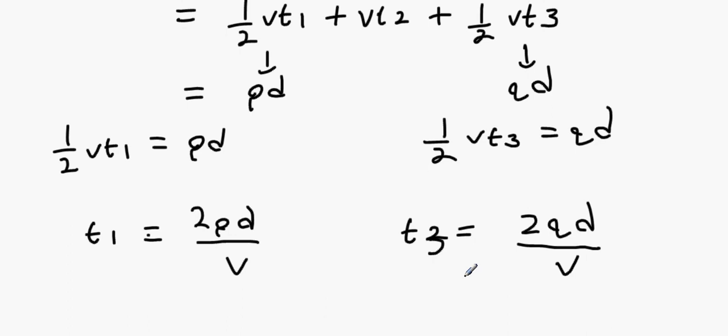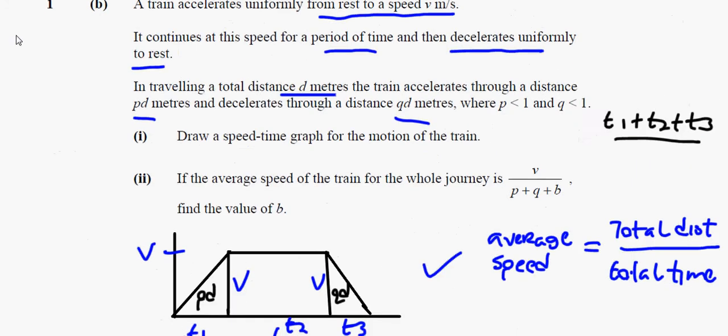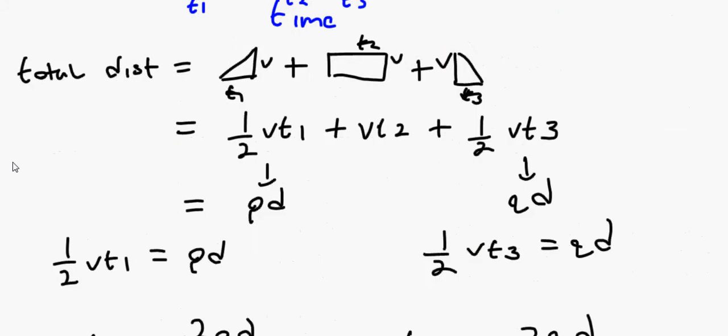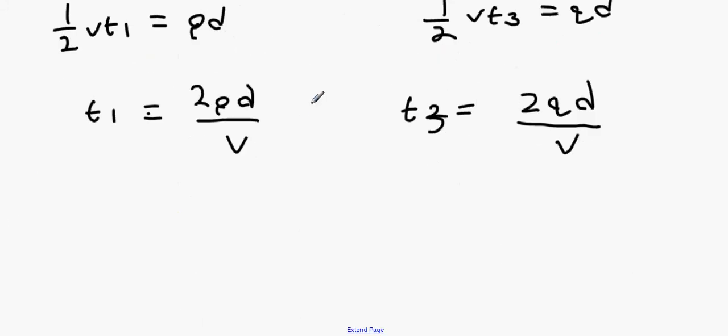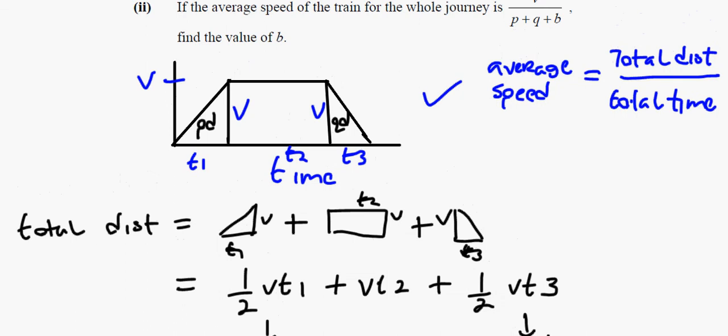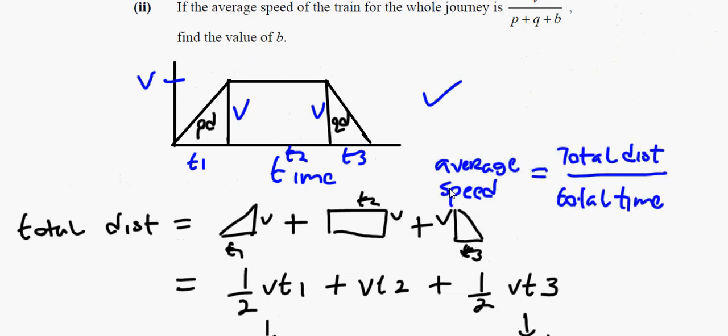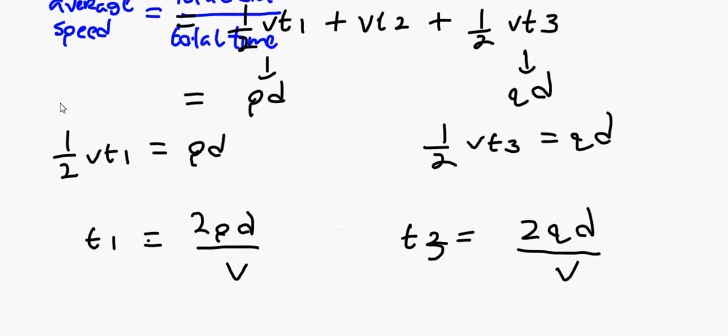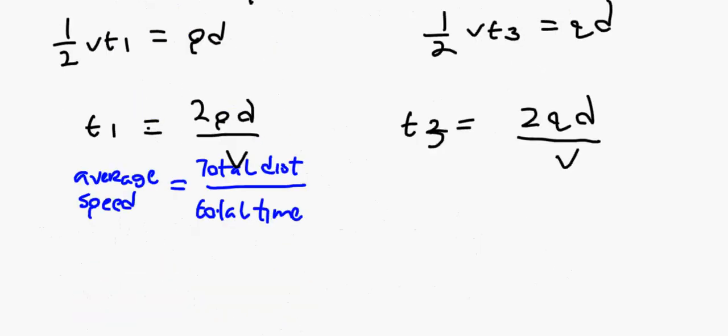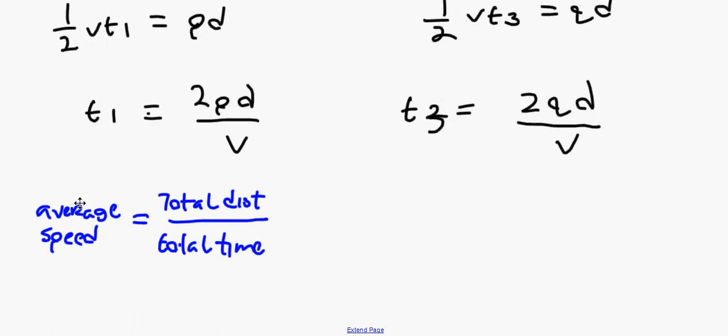So the next thing we've got to do is find the average speed of the train for the whole journey, to find the value of B. We found out what t1 and t3 are, so we're going to go back to our average speed formula, which is this here. Just going to bring it down. The average speed formula is the total distance, D, divided by t1 plus t2 plus t3.